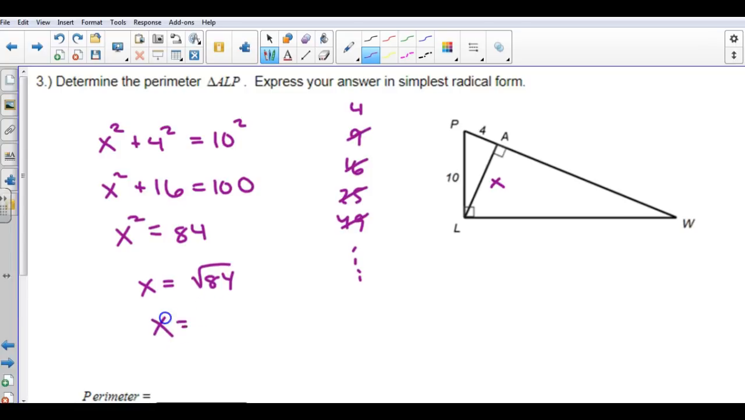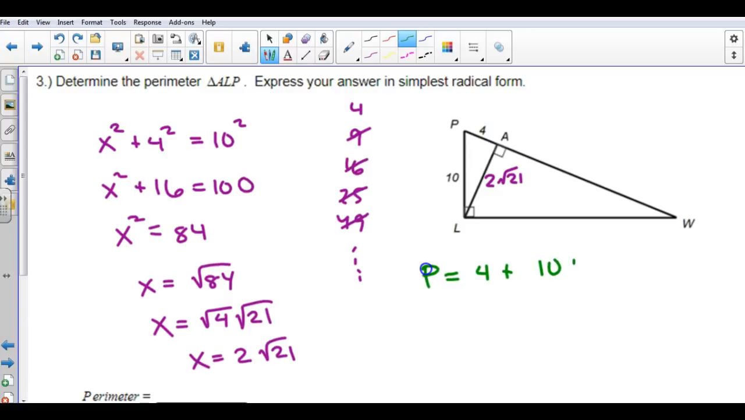So I break this up then into the square root of 4 times the square root of 21. So the square root of 4 is 2. Bring down my 21, and that just makes up this one side length here. So I have 2 radical 21, and then keep in mind again, we just want the perimeter of triangle ALP. So the perimeter, I would take my 4 plus my 10 plus the 2 radical 21. And all that we can actually add here are these two integers 4 and 10. So then my perimeter is going to be 14 plus the 2 square root 21.